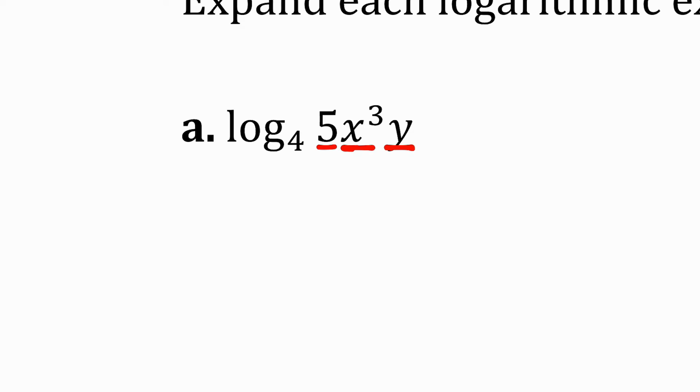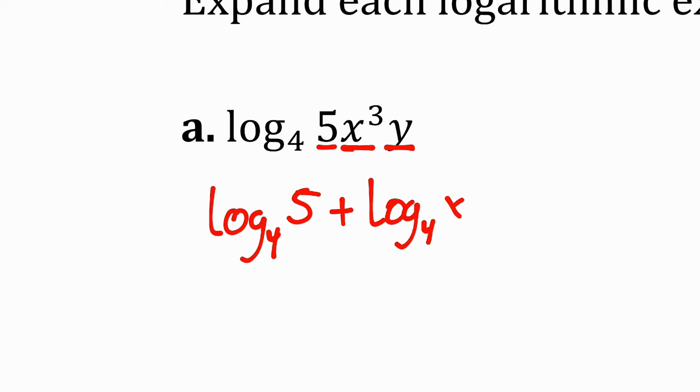So this is 5 times x to the third times y. It's a product. So we're going to break it up to log base 4 of 5. Using the product property, we're going to add log base 4 of x to the third plus log base 4 of y. So using our properties that we have so far, we use the product property and break it up.